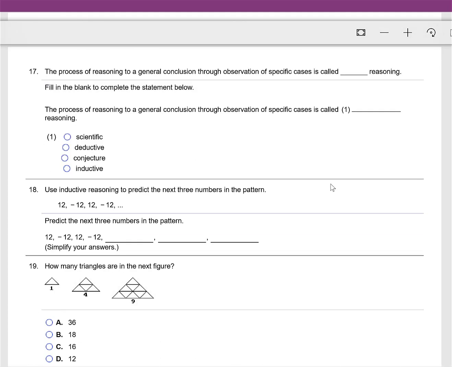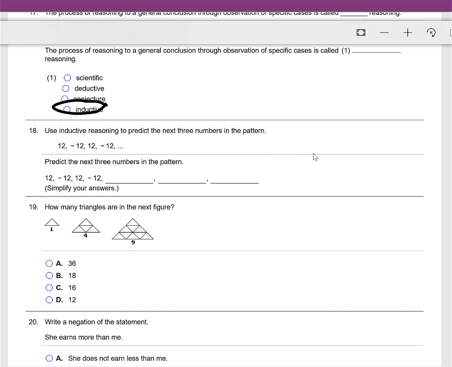Okay, so we're up to number 17. The process of reasoning to a general conclusion through the observation of specific cases is called what kind of reasoning? And that's inductive reasoning. Use inductive reasoning to predict the next 3 numbers in the sequence. So what's the pattern that we see? 12, minus 12, 12, minus 12. So the next 3 numbers are going to be 12, minus 12, and 12. That was a pretty easy one.